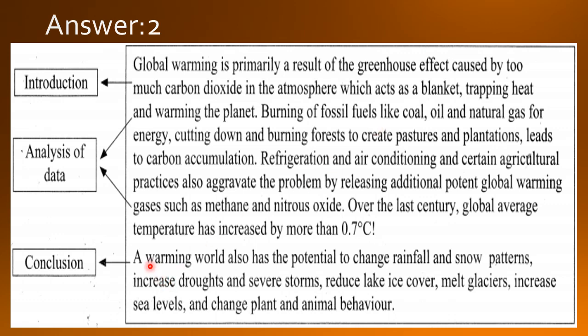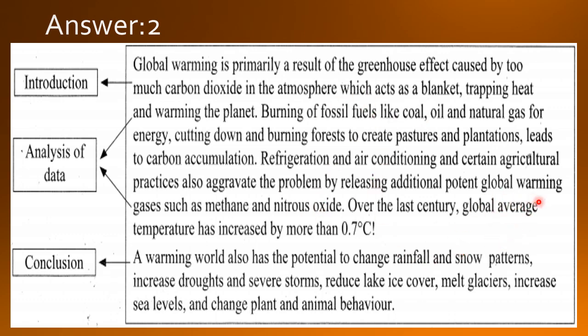Then the conclusion: a warming world also has the potential to change rainfall and snow patterns, increase droughts and severe storms, reduce lake ice cover, melt glaciers, increase sea level, and change plant and animal behavior. So this paragraph constitutes the conclusion. So you find the introduction, analysis of data, and conclusion in a single short paragraph. So this is the answer for question number 2.